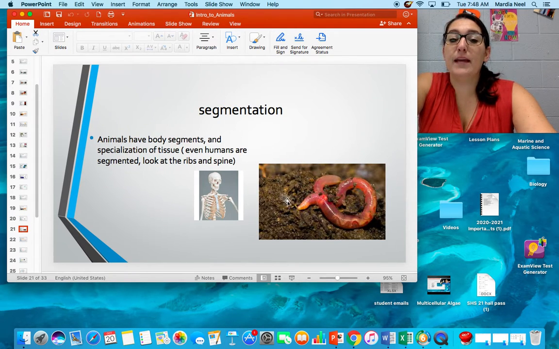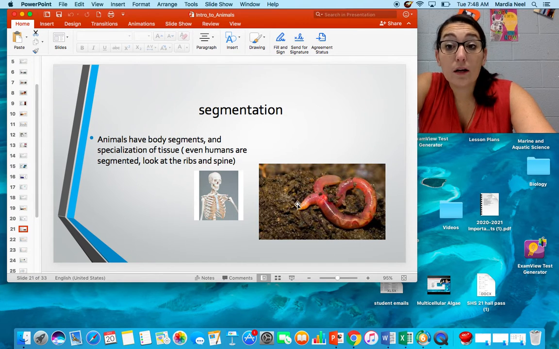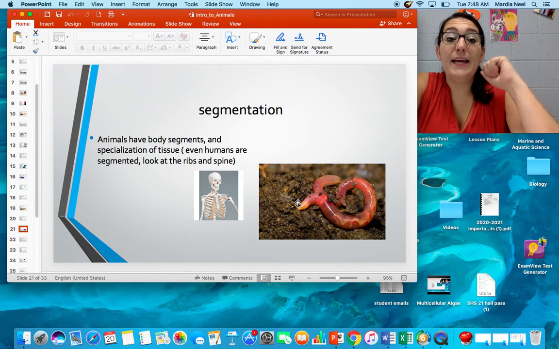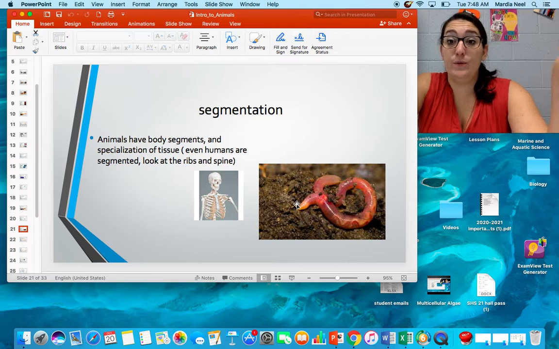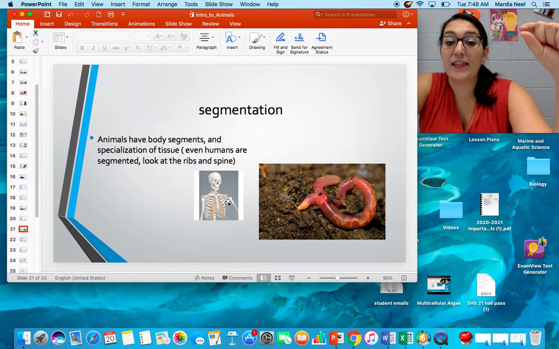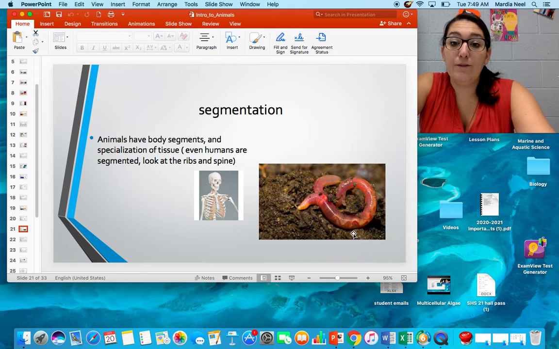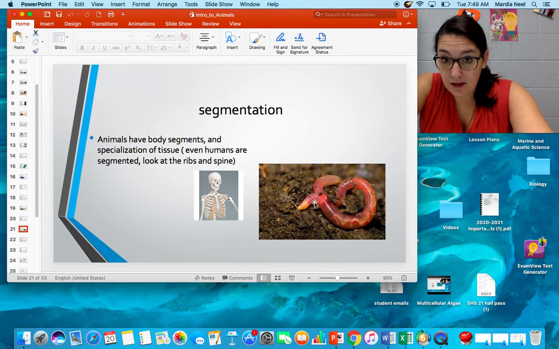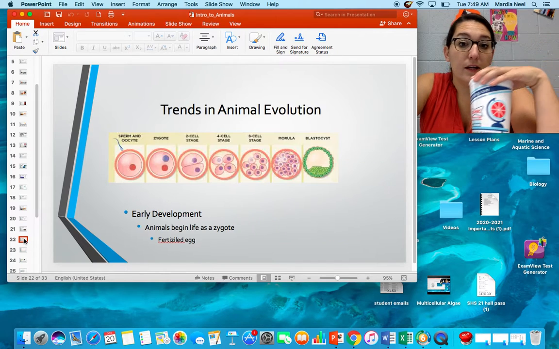Segmentation is when something has body segments, or it has specialized tissues. Humans are considered segmented because we have specialized tissues. Also, you can look at a human's backbone and our ribs, and you can see the segments, how they're divided. We've got our first rib, our second rib, our third rib. We've got those stacks of vertebrae. If you look at an earthworm, you can see all of the little segments going down its body, all of those lines.